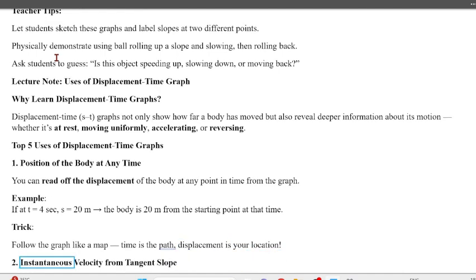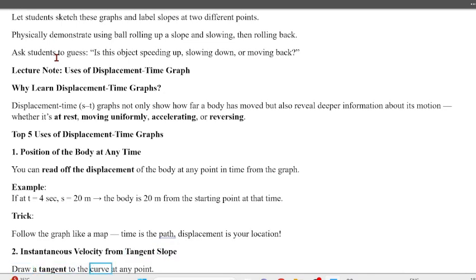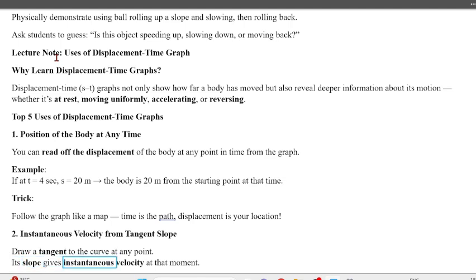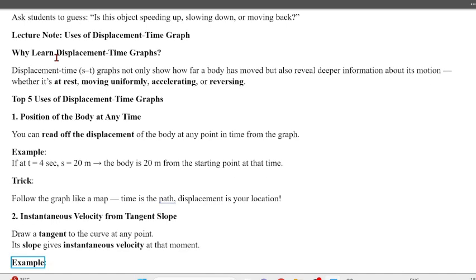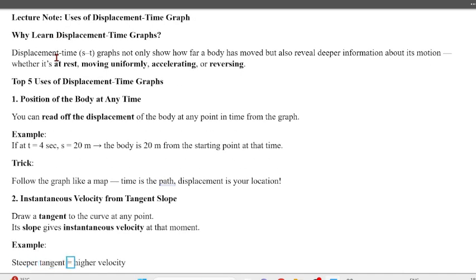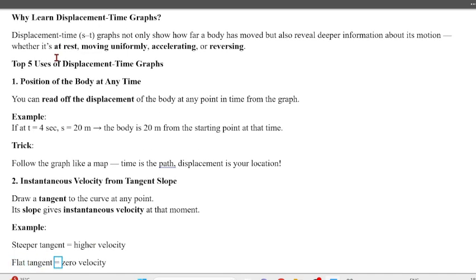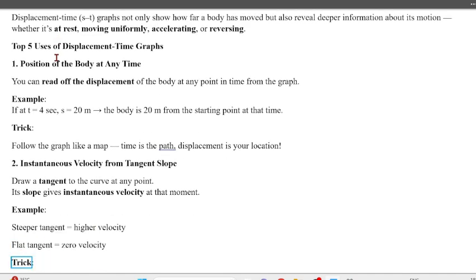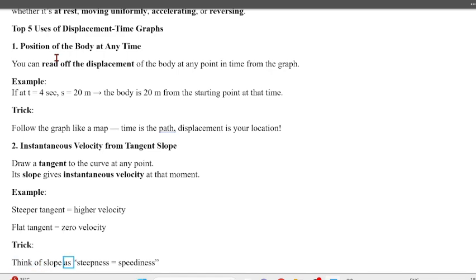2. Instantaneous velocity from tangent slope. Draw a tangent to the curve at any point. Its slope gives the instantaneous velocity at that moment. Example: a steeper tangent means higher velocity, a flat tangent means zero velocity. Trick: think of slope as steepness, which equals speediness.